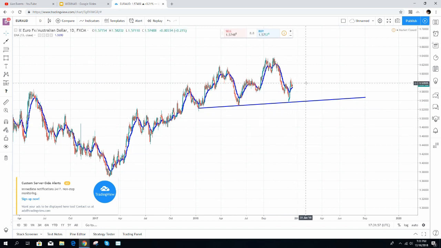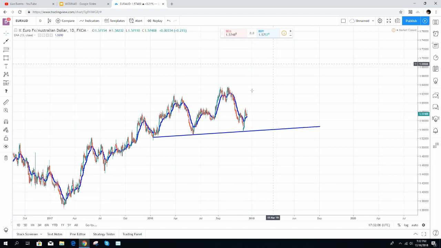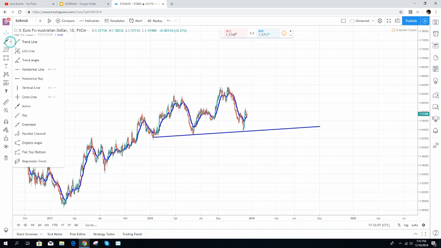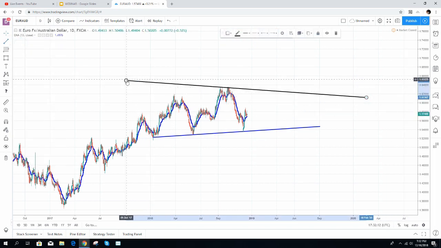Now, if China continues to have some kind of issues, whether that's with America or some kind of economic issues, Euro AUD continues going higher. So what I mean by this is, if this is a contraction, for example, it's not, but let's say it is, because there isn't one.